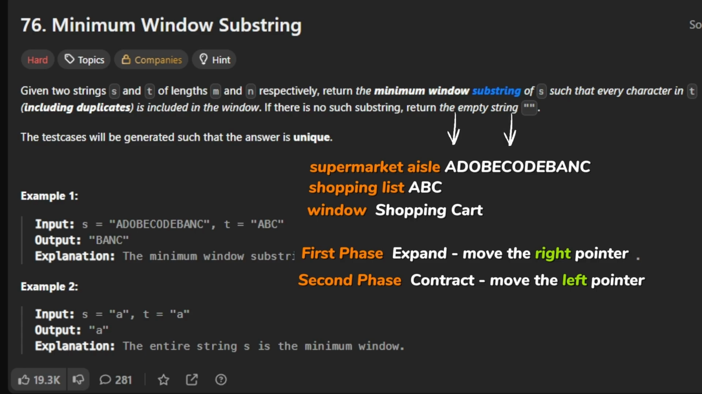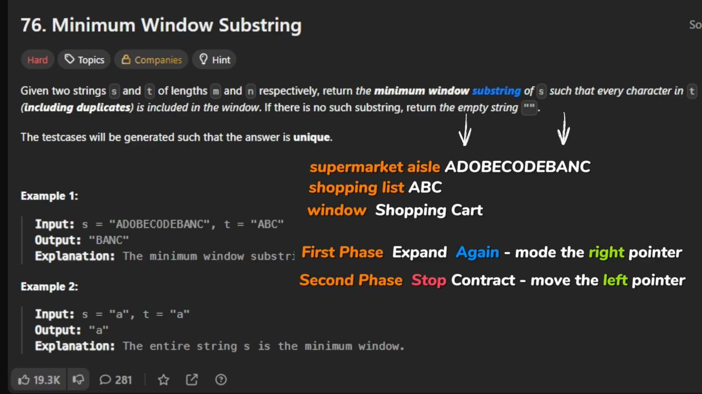We have found a valid but maybe too long shopping trip. Now we try to find a shorter path. We move from the start of our trip, the left pointer, and put items back on the shelf one by one. As long as our shopping list remains complete, our trip gets shorter, and we update our best record. The moment we put back an essential item that makes our list incomplete, we must stop contracting. With an incomplete list, we go back to the expand phase to find the missing item again. This expand-contract cycle is the entire logic.